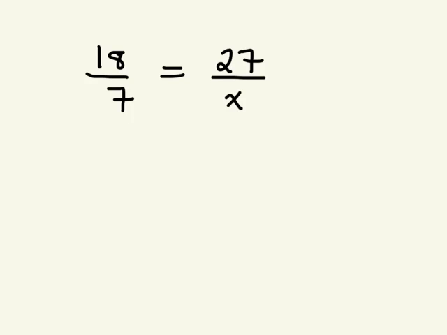One way to solve this is to cross multiply. So I'm going to multiply across. I'm going to multiply 18 times x, which would be represented as 18x. And then I'm going to multiply what? Adriana? 7 times 27, what is that? 7 times 27 is 189, yep. Okay, so we have 18x equals 189.